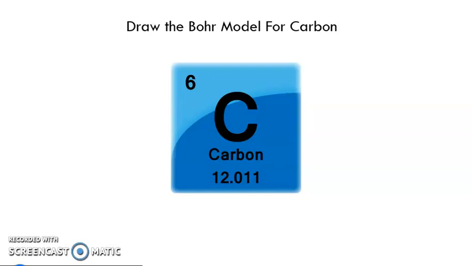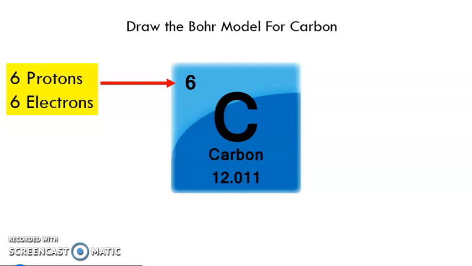Let's start with my favorite element, carbon. Now, carbon is atomic number 6. That means that it has 6 protons. And if it's a neutral element, which this one is, it will also have 6 electrons.